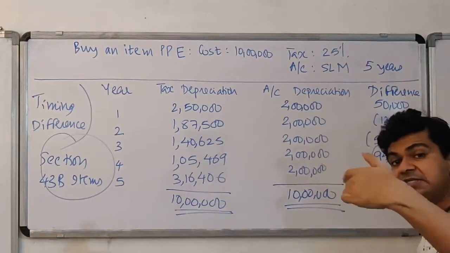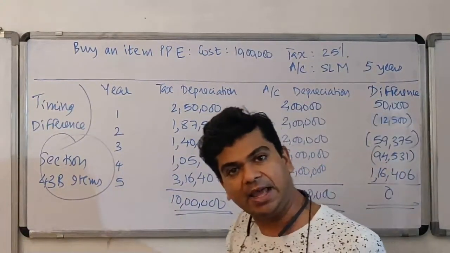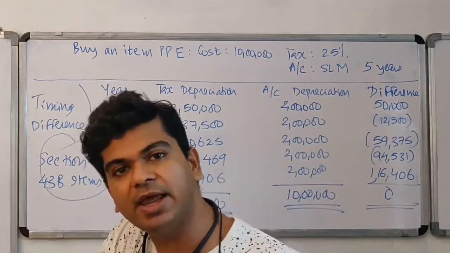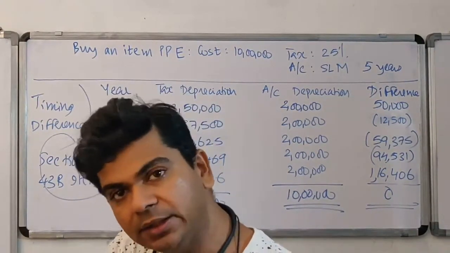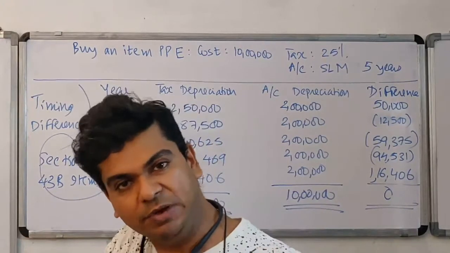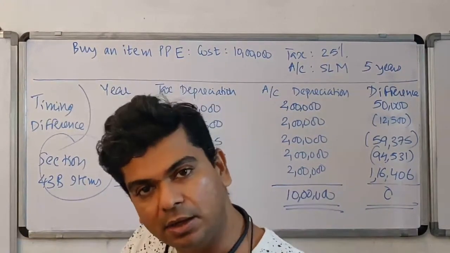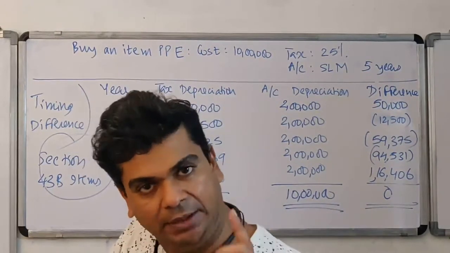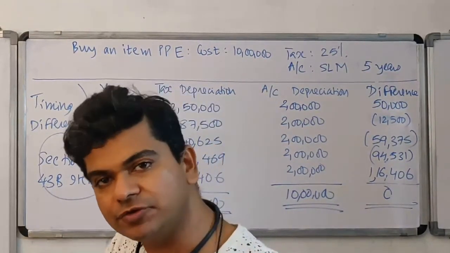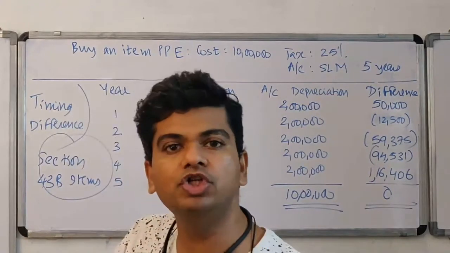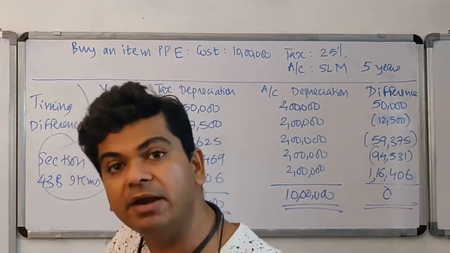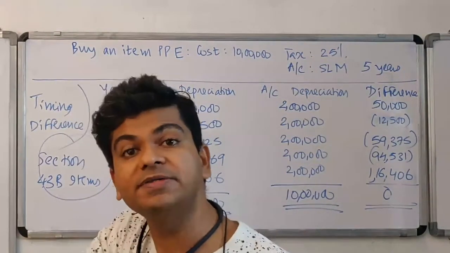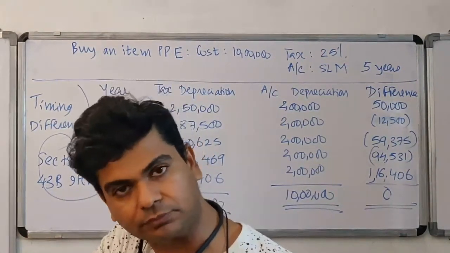Okay. In the first year, there's a timing difference of 10 lakhs. And in the next year, the moment I pay it in cash, I will get the deduction of 10 lakhs. The difference which originated in the previous year is now reversing itself. So that is the concept of a timing difference: a difference that originates in one period and reverses itself either in the next period or subsequent periods.